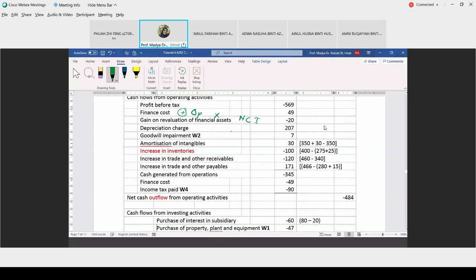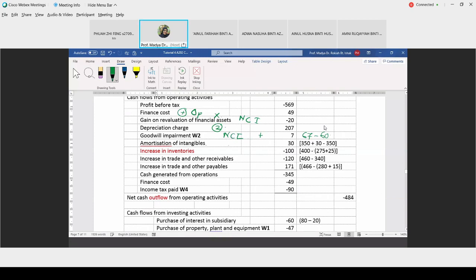Okay, depreciation charge here is already given, so you have 207 here as item number 2. Goodwill impairments we already calculated here: 67 from the acquisition minus 60 the ending balance, so there is an impairment of 7. So impairments you need to add back, because these are non-cash items. And then for amortization of goodwill and intangibles, we already calculated.